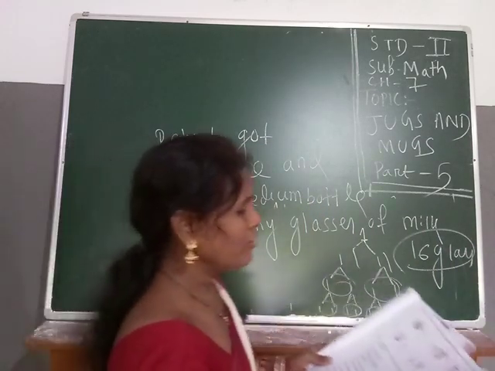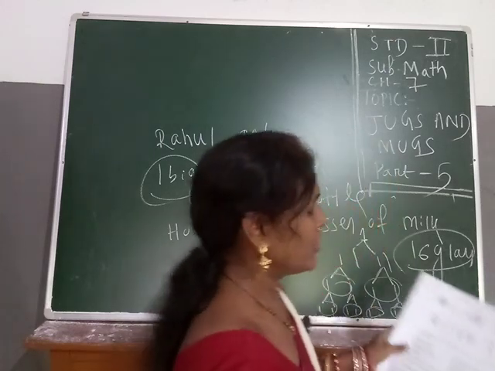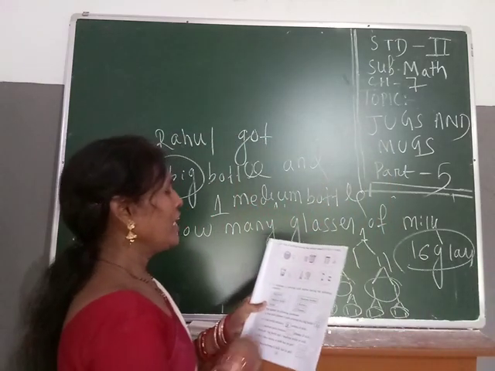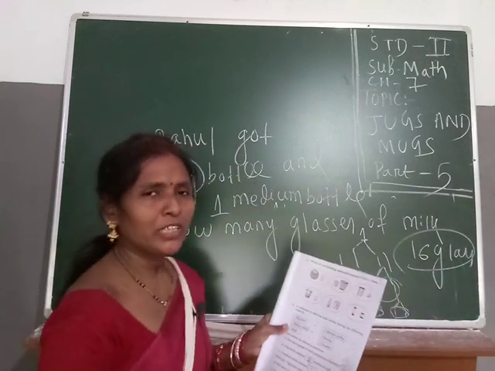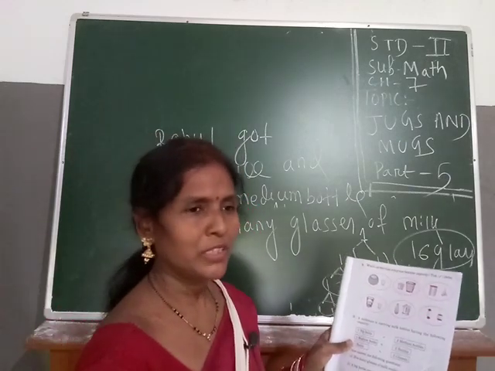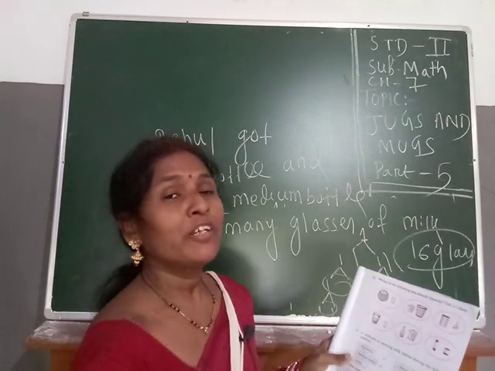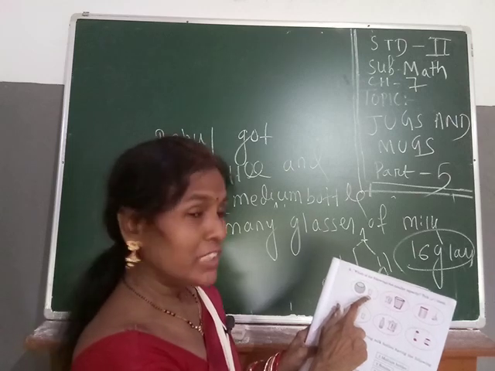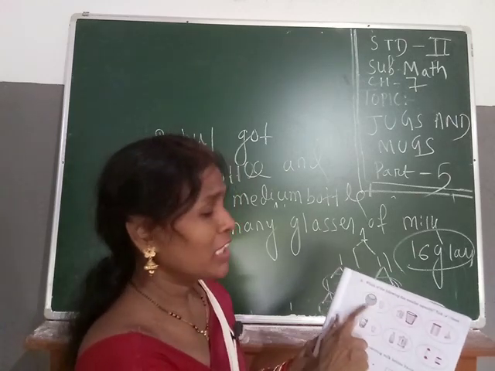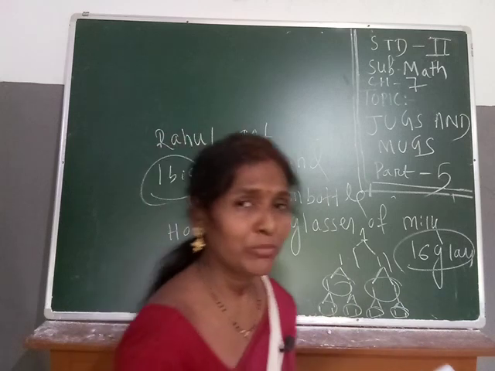So now I have discussed this question with you. Now which of the following has the smaller capacity? It means you have to see the size of the vessel. Tell me, students, this glass is small. So this depends upon the size of the vessel.